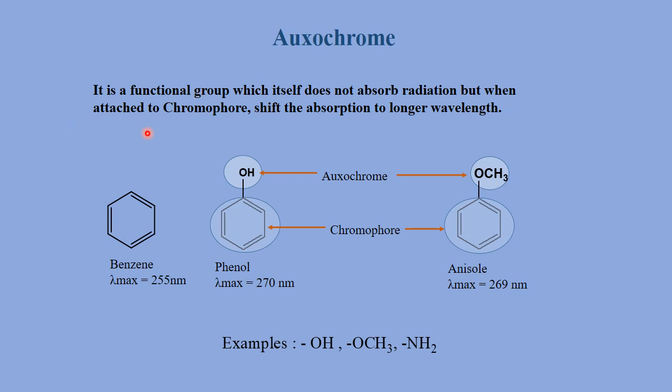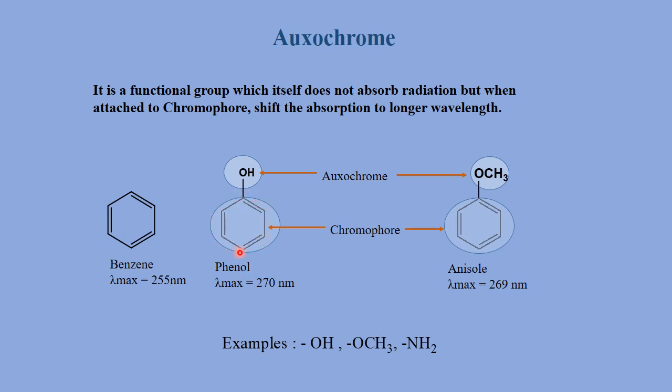An auxochrome is a functional group which itself does not absorb UV radiation, but when attached to or in the presence of a chromophore, it shifts the absorption to a longer wavelength. Let's take an example of benzene. In benzene there are only chromophores, the carbon-carbon double bonds. These carbon-carbon double bonds absorb UV radiation themselves. They do not require the help of an auxochrome. So for benzene, the lambda max is 250 nanometers.